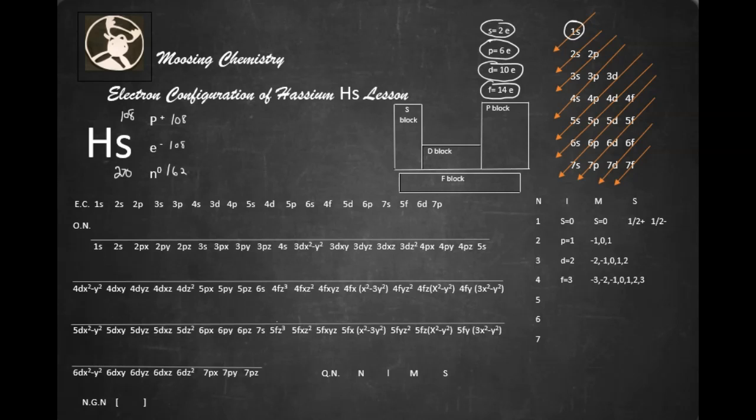So we go 1s2, 2s2. See that? Just following the arrows down. Next arrow down, 2p6. And then 3s2. See how easy that is? 3p6, 4s2, 3d10, 4p6, 5s2.